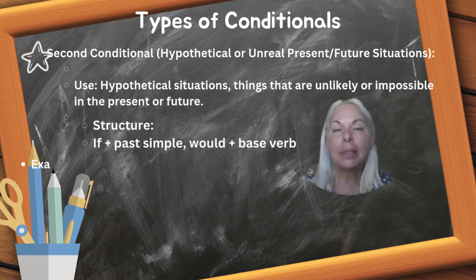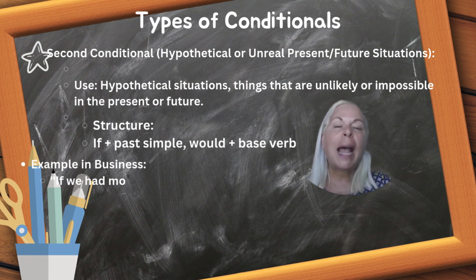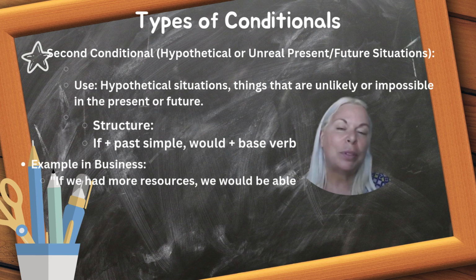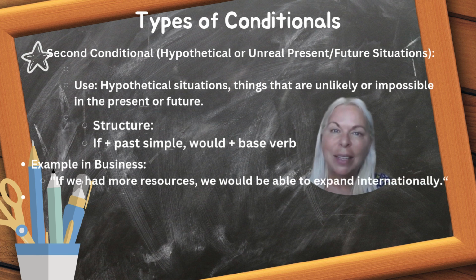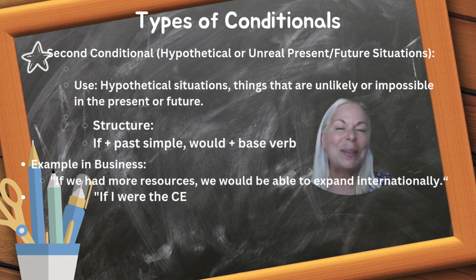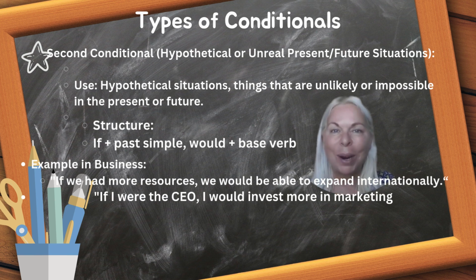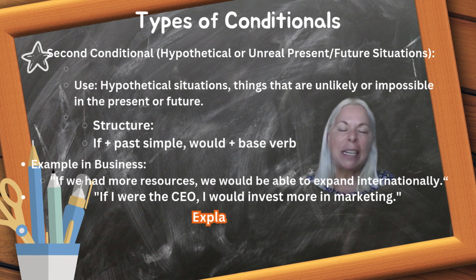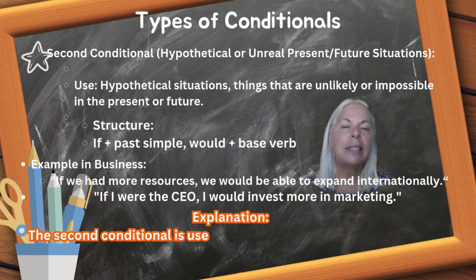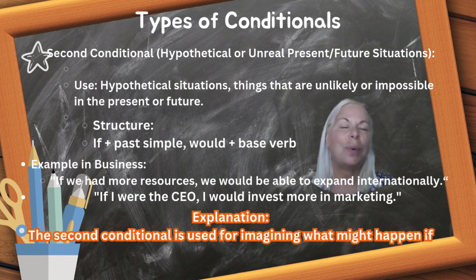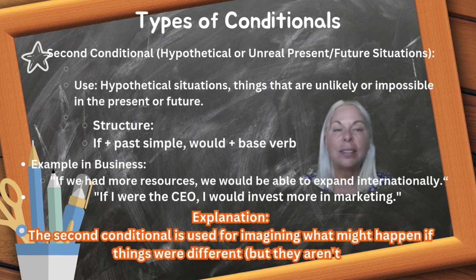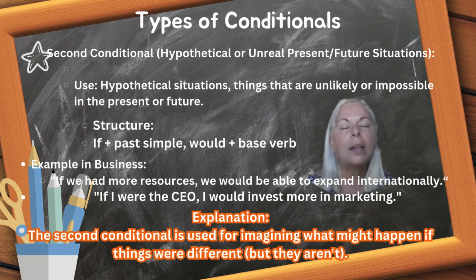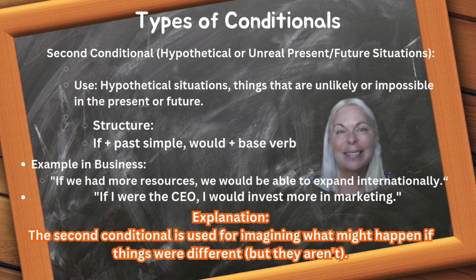Now, an example in business would be if we had more resources, we would be able to expand internationally. Or if I were the CEO, I would invest more in marketing. Now, an explanation for this could be the second conditional is used for imagining what might happen if things were different, but they aren't. In business, it's often used to discuss alternative scenarios, such as what could happen if we had more time, more money, or more resources.